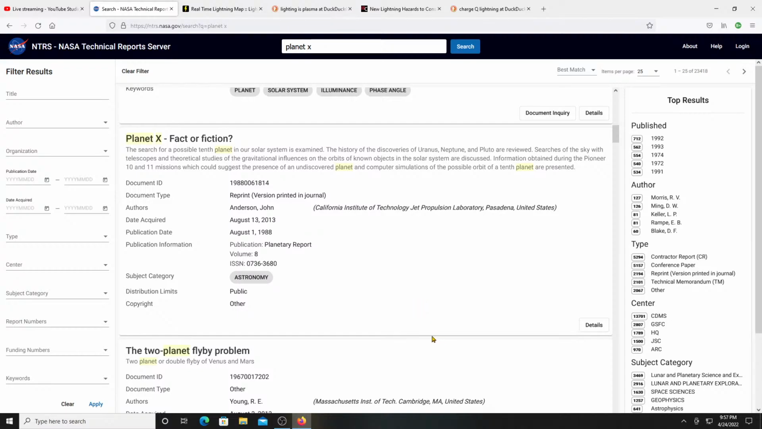Planet X, facts or fiction. The search for a possible 10th planet, I thought they called it the 12th planet, is examined, and the history of the discoveries of these gravitational influences on the orbits of known objects. Information obtained during the Pioneer 10 and 11 missions could also suggest the presence of an undiscovered planet, and computer simulations of the possible orbit of a 10th planet are presented.